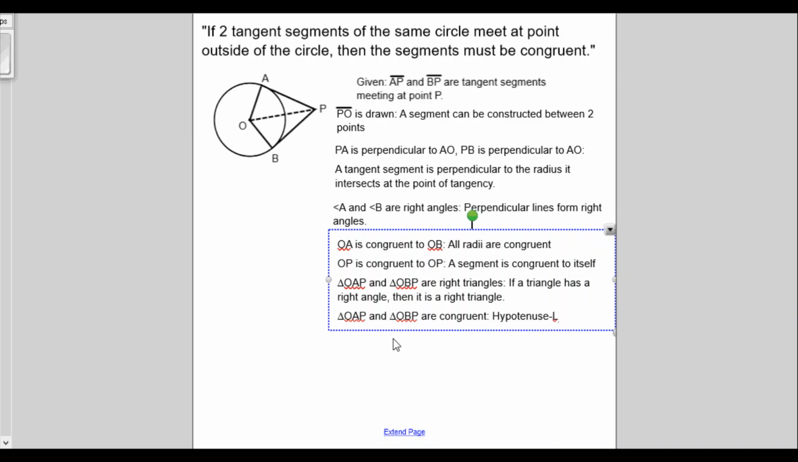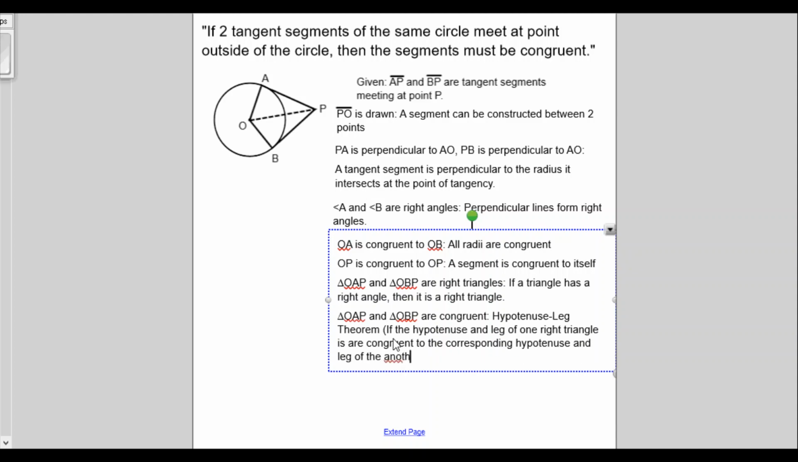Hypotenuse leg theorem. Okay, which says in this case, if the hypotenuse and leg of one right triangle are congruent to the corresponding hypotenuse and leg of another right triangle, then the two triangles must be congruent. Okay, so why is this the case?